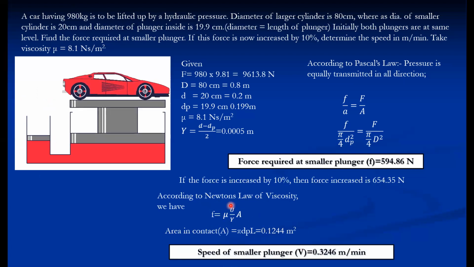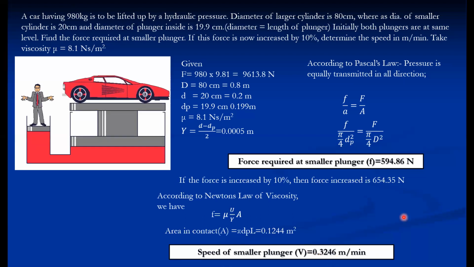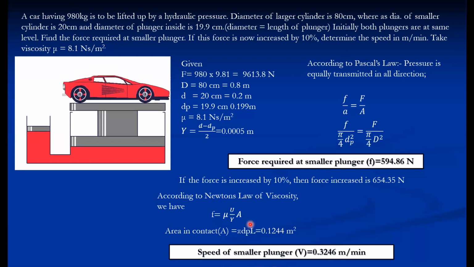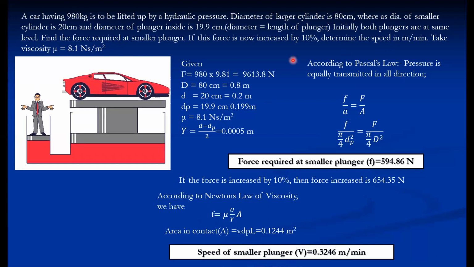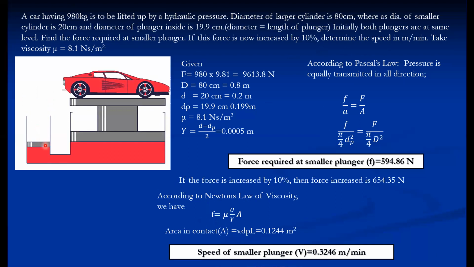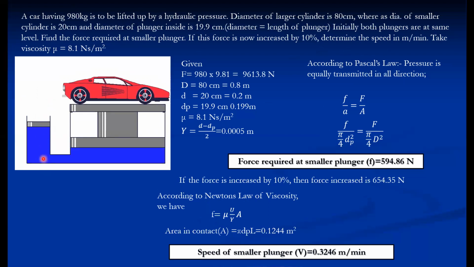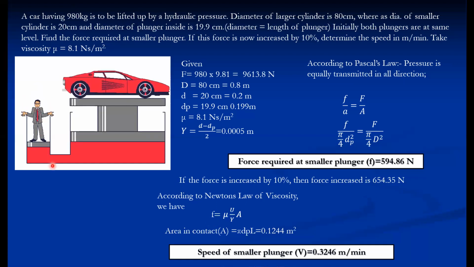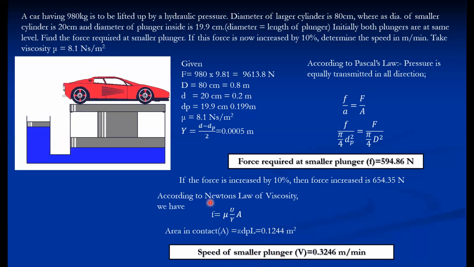This formula gives speed in meter per second, multiplied by 60. It comes around 0.3246 meter per minute. So that is the speed of the plunger. In order to calculate speed, we require Newton's law of viscosity. Now why viscosity? Because viscosity is given, and the space is also given, so that's why we can recognize it from the situation. There is some resistance offered with the pressure. So this is actually a force applied, but that force we can consider as a shear force as well. So this is the way we can calculate the speed of the plunger.